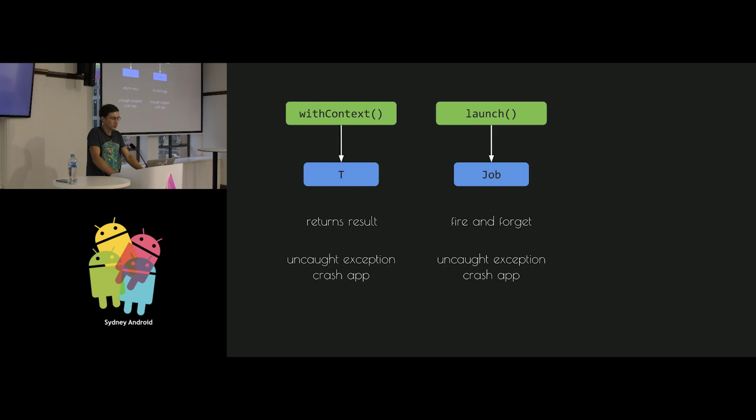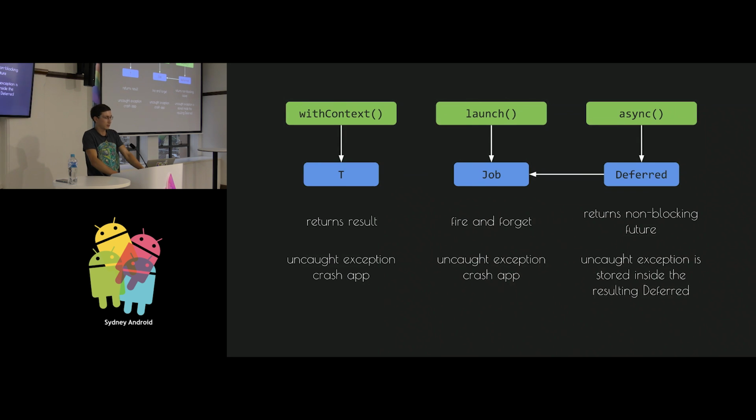Next, there is the launch function. That's basically fire and forget. It launches your coroutine, and it doesn't return you any result. Instead, it returns a Job object, and you can use this Job object to cancel your coroutine. Again, when some uncaught exception happens there, it will crash your app, so you need to try-catch.